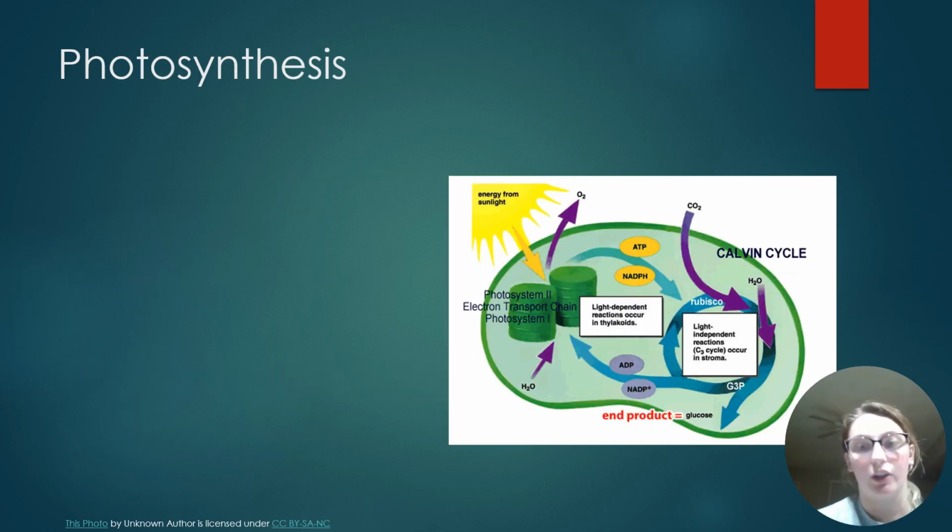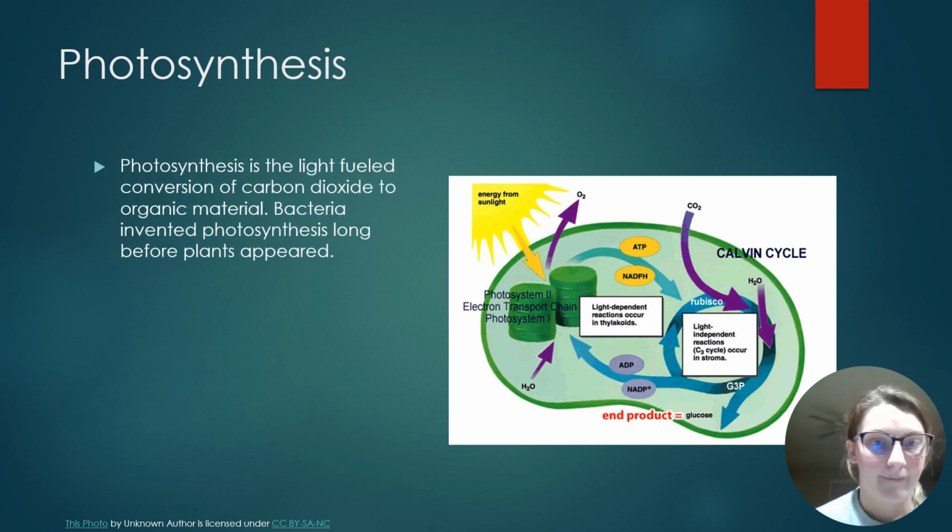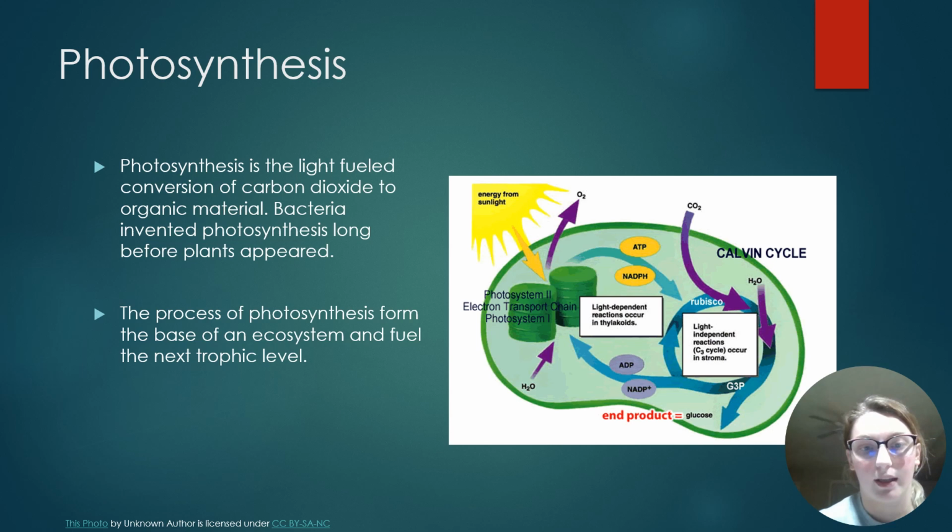Photosynthesis. This is just a diagram of photosynthesis showing how photosynthesis starts and ends and how the cycle just continues and continues. Photosynthesis is the light-fueled conversion of carbon dioxide to organic material. Bacteria invented photosynthesis long before plants appeared. The process of photosynthesis formed the base of an ecosystem and fueled the next trophic level.